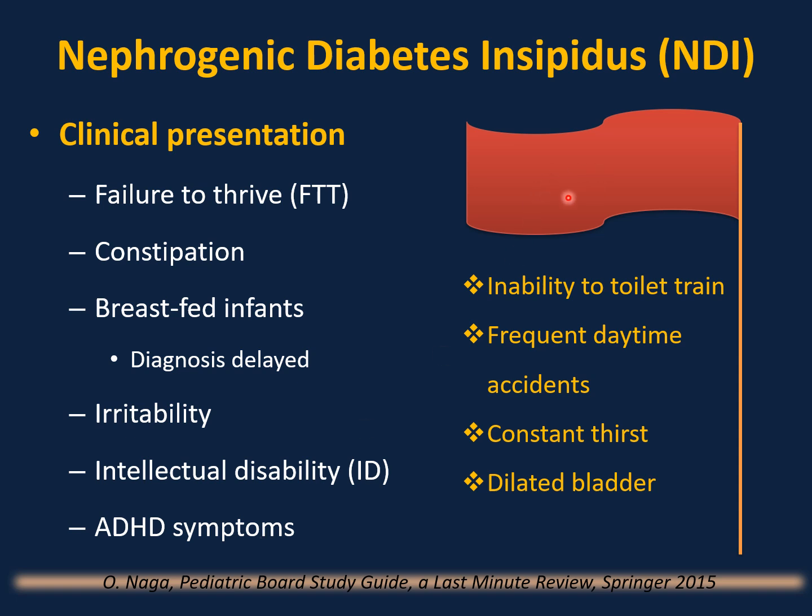Red flags can help you to detect this disease early, like if you have a child with inability to toilet train, frequent daytime accidents, constant thirst, the child is always thirsty, and if you do ultrasound, the bladder is very dilated because of high volume urine output.